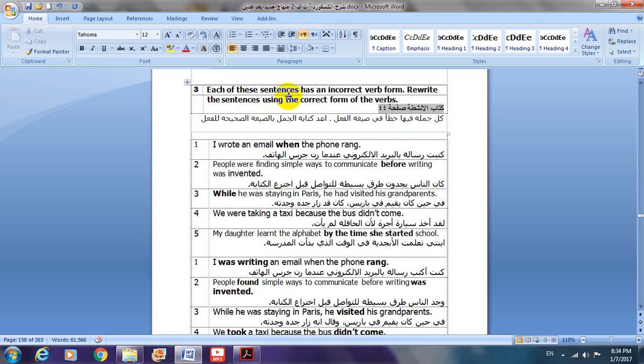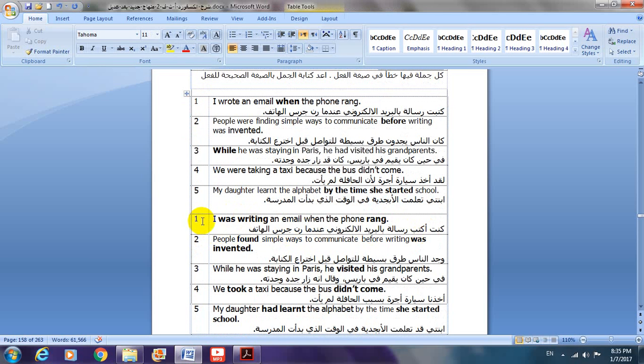3. Each of these sentences has an incorrect verb form. Rewrite the sentences using the correct form of the verbs. 1. I wrote an email when the phone rang. 2. People were finding simple ways to communicate before writing was invented. 3. While he was staying in Paris, he had visited his grandparents. 4. We were taken to a taxi because the bus didn't come. 5. My daughter learned the alphabet by the time she started school.